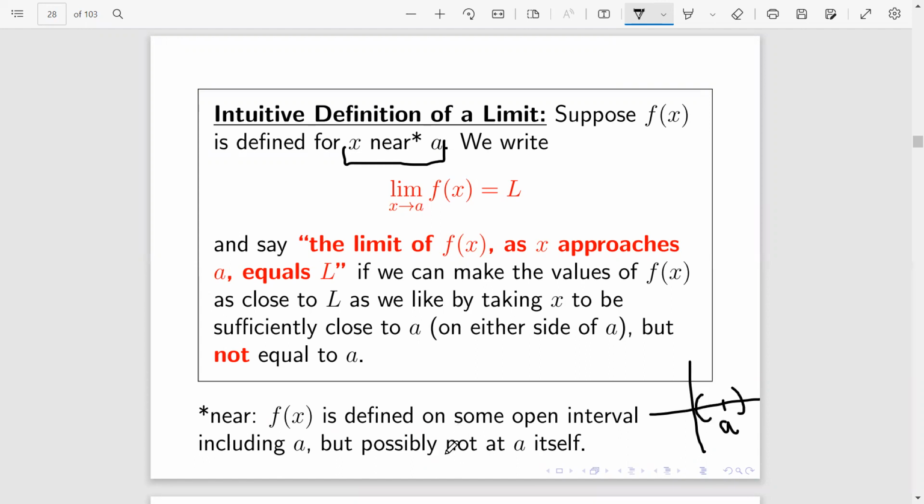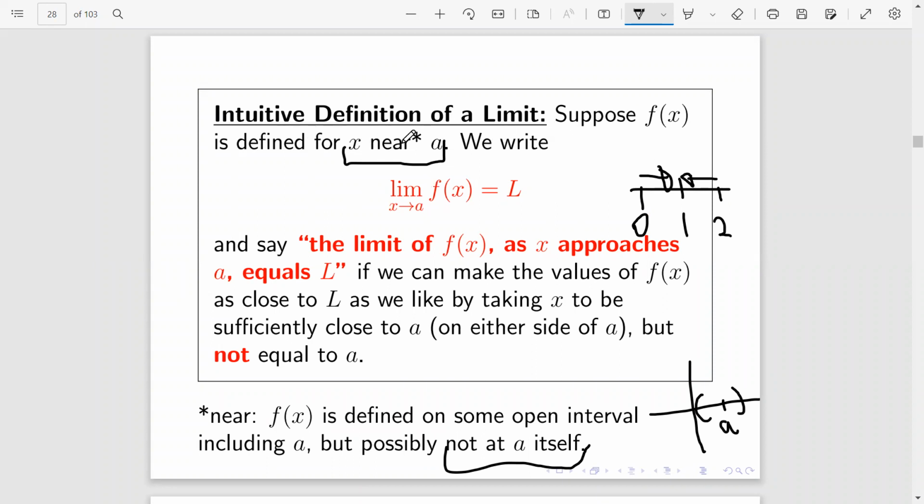We don't really care about what happens at a itself. We don't care at a's point. Otherwise, we're just looking at the points around a, some interval around a. For example, in the last example, remember that we were looking at point 1, and we looked at x values from 0 and from 2. So we started looking at the x values from 0 approaching 1, and we also looked at the values of x from 2 approaching 1. So we didn't really care what happens at 1, but we wanted to see what happens around 1. So this is what we mean when we say x near a.